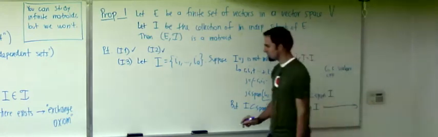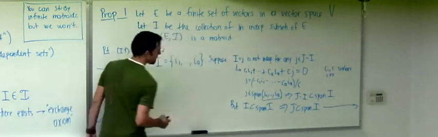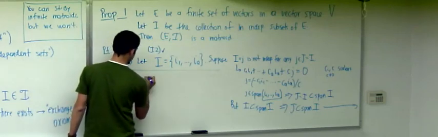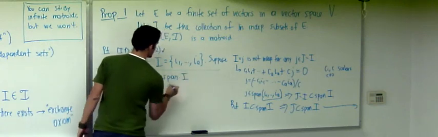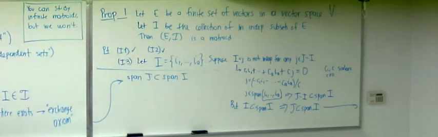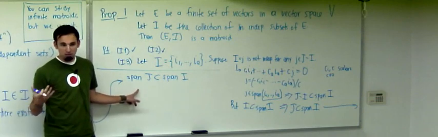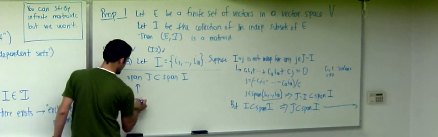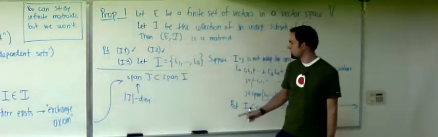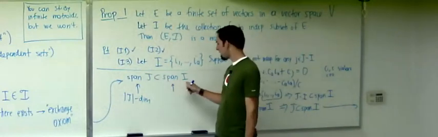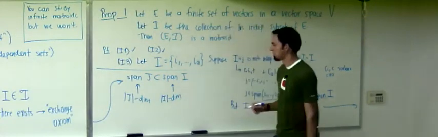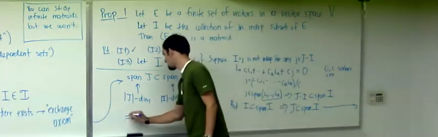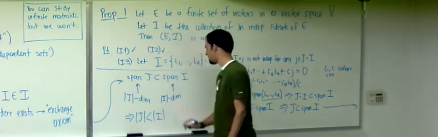And let me wrap around this board and go over here. If J is included in the span of I, that means that the span of J is included in the span of I. Okay. But what dimension does the span of J have? Well, J is an independent set. Right. So the span of J has dimension the number of elements of J. So this guy is size of J dimensional. And the span of I, again, I is also independent. So the span of I is size of I dimensional. So what I just showed to you is that this J dimensional subspace is inside this I dimensional subspace, which implies that J is smaller than or equal to I.